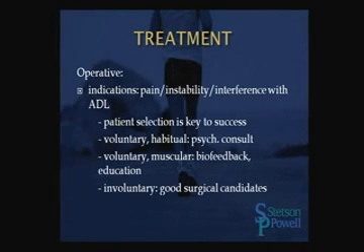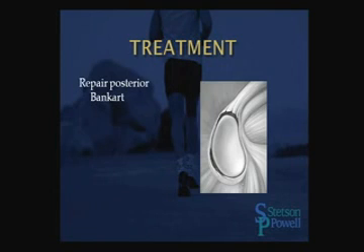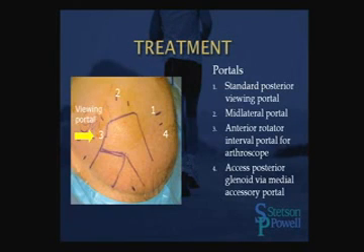A habitual voluntary dislocator needs a psych consult. They don't need your scalpel. Involuntary are good surgical candidates. So here's a combination of a SLAP lesion and a posterior Bankart. What are our treatment options?